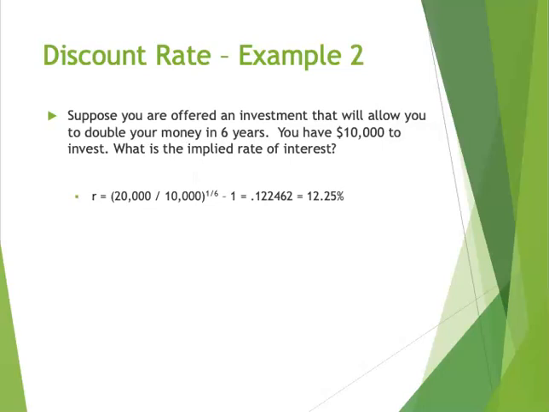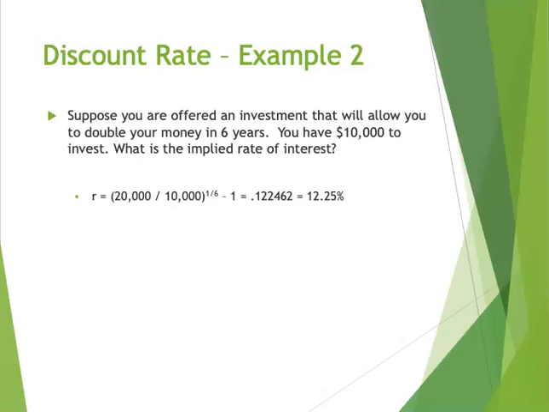Looking at another example, let's say you're offered an investment that will allow you to double your money in 6 years. You have $10,000 to invest. What is the implied rate of interest? So we know that our present value is $10,000 and our time horizon is 6 years, and we are offered an investment that will allow us to double our money. So our future value is double our present value, which is $20,000.